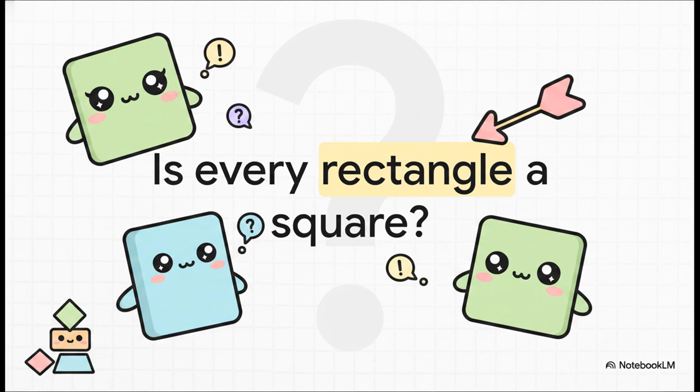To kick things off, let's chew on this classic geometry riddle. Tell me, if every square is a rectangle, is every rectangle a square? It's one of those questions that trips up a ton of students. But I promise you, by the end of this explainer, you won't just know the answer. You'll deeply understand the strict hierarchy of shape properties that makes it true. It's all about what traits a shape inherits and, well, what traits it doesn't.